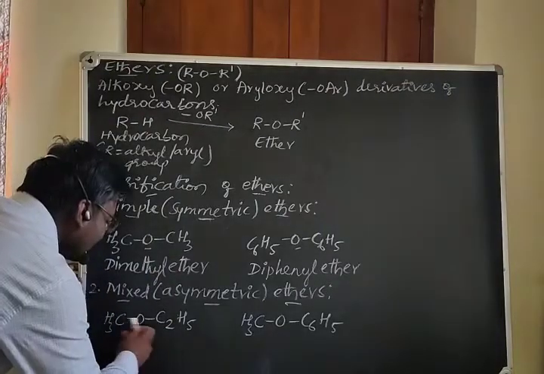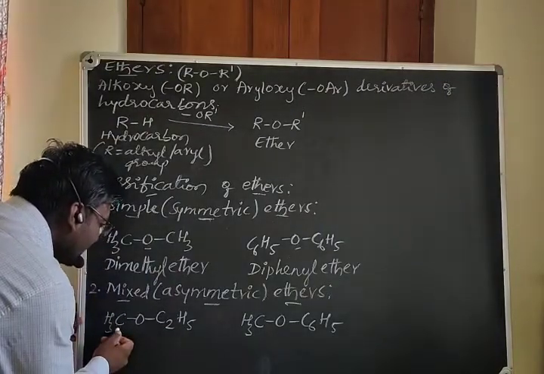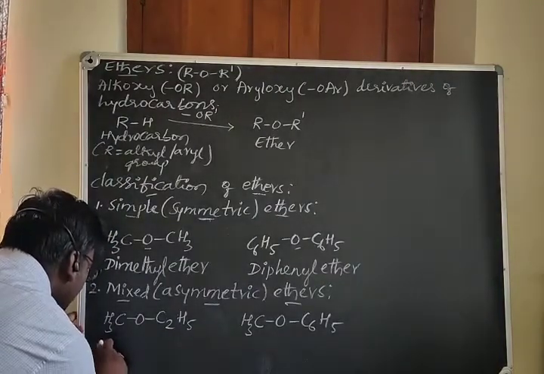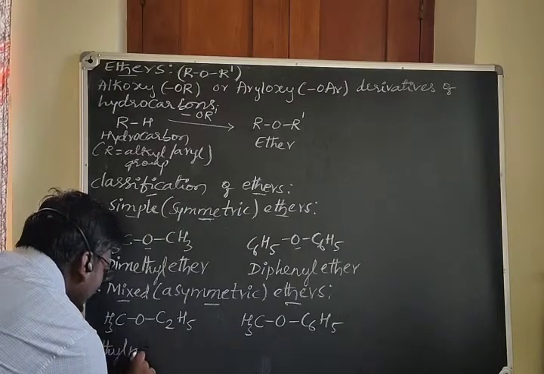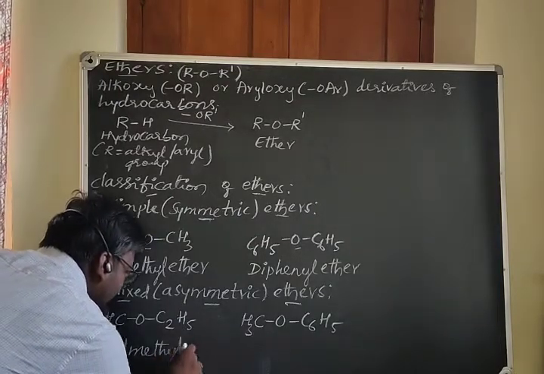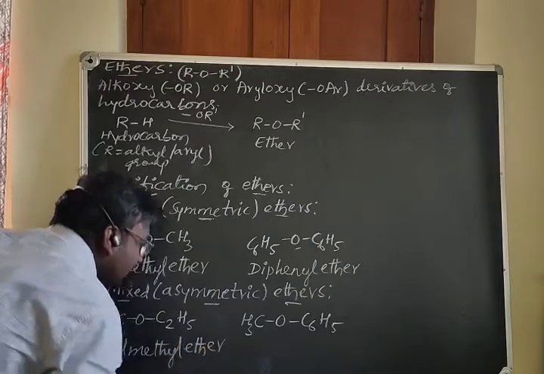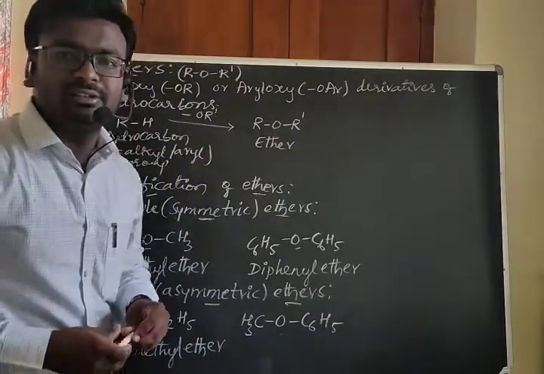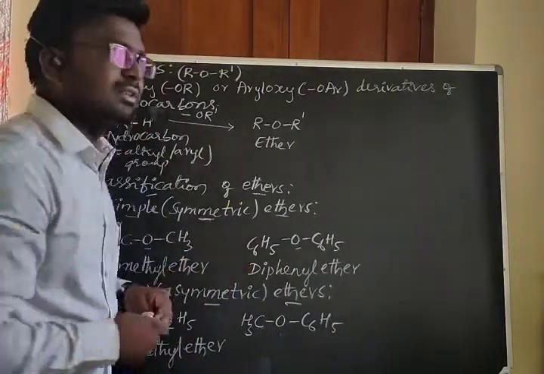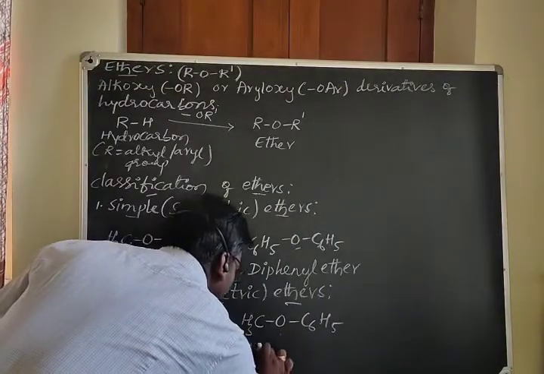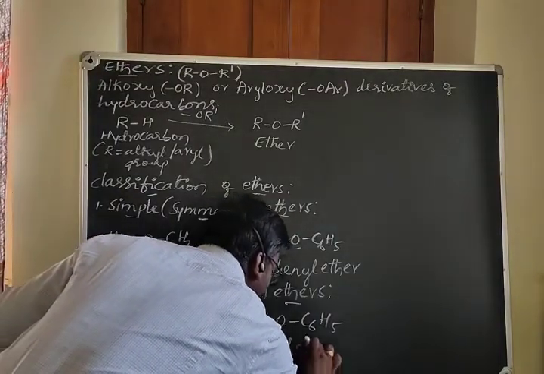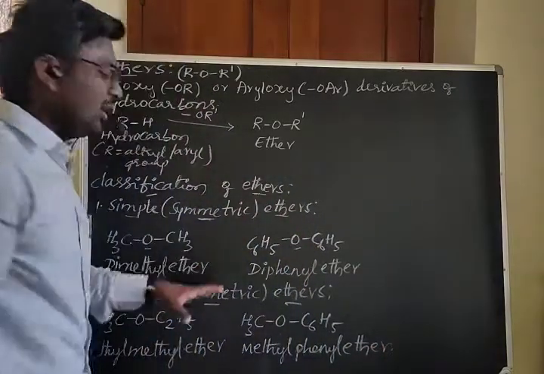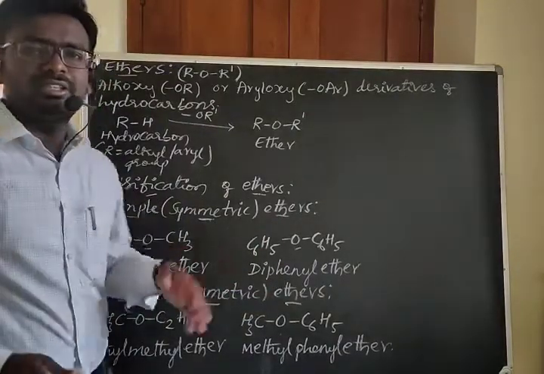Now what is the name of this compound? You have a methyl group and an ethyl group. Alphabetically, E of ethyl comes first. So this is called ethyl methyl ether. Now what is the name of this compound? This is a methyl, this is a phenyl. Which one will come first alphabetically? M of methyl comes first. Therefore this is methyl phenyl ether. These are the common names of the compounds, and IUPAC names are different.